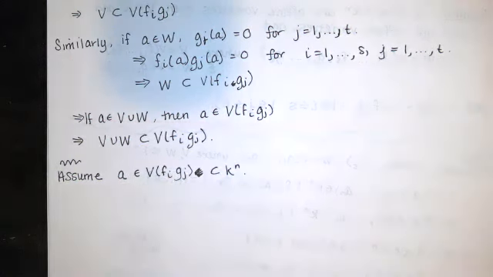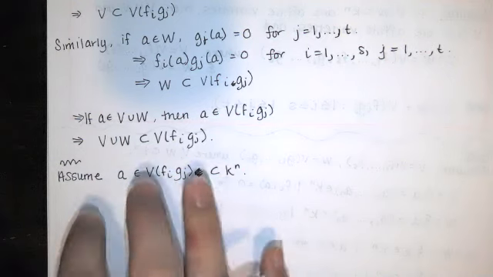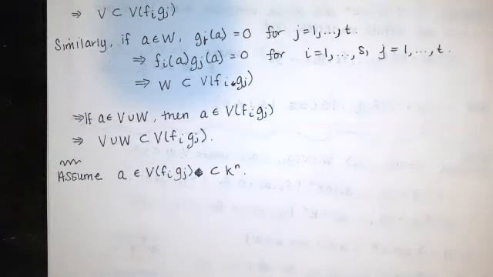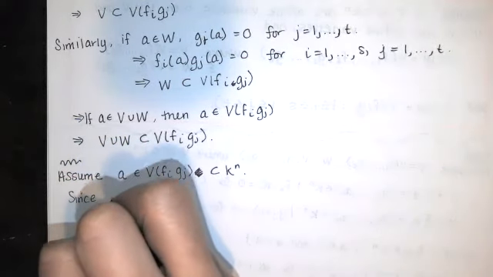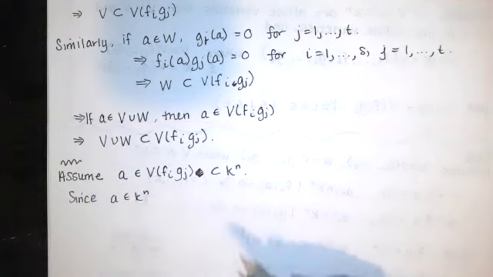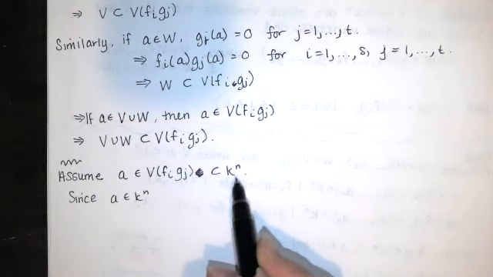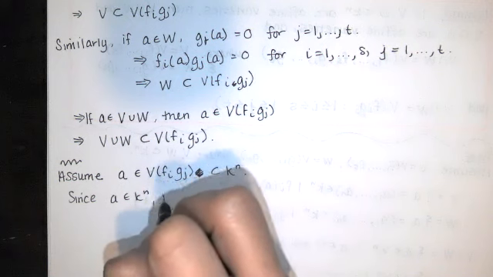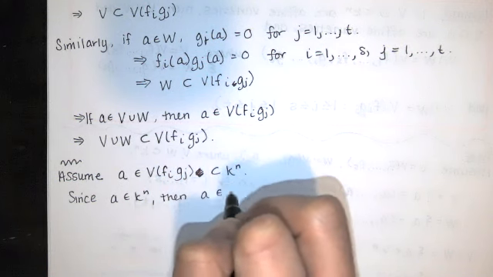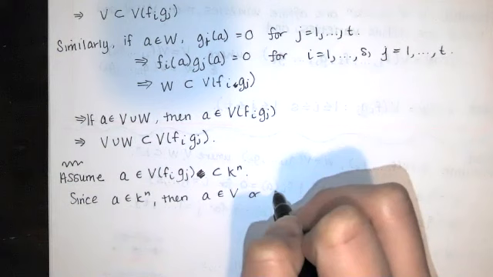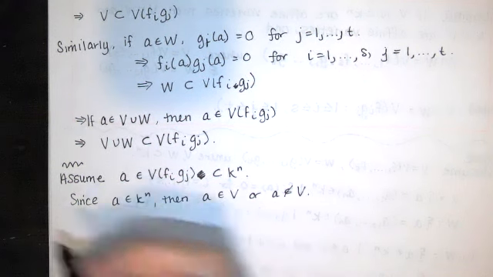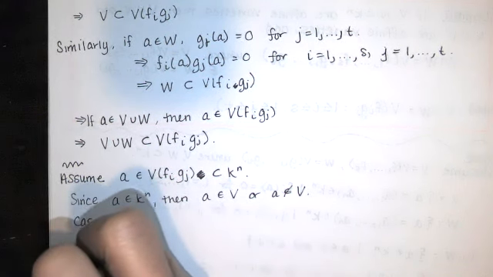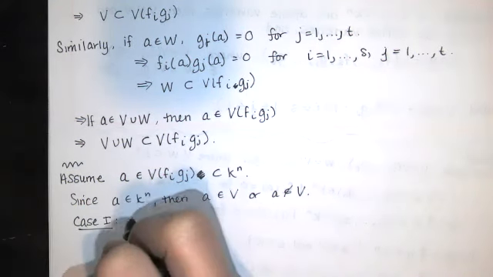But since these are points in n-dimensional affine space, we know that either a is going to lie in V or it's not going to lie in V. So since a is an element of this set, a is either in V or a is not in V. It's got to be one of those. So let's assume for a second that a is in V. So we split this into cases.